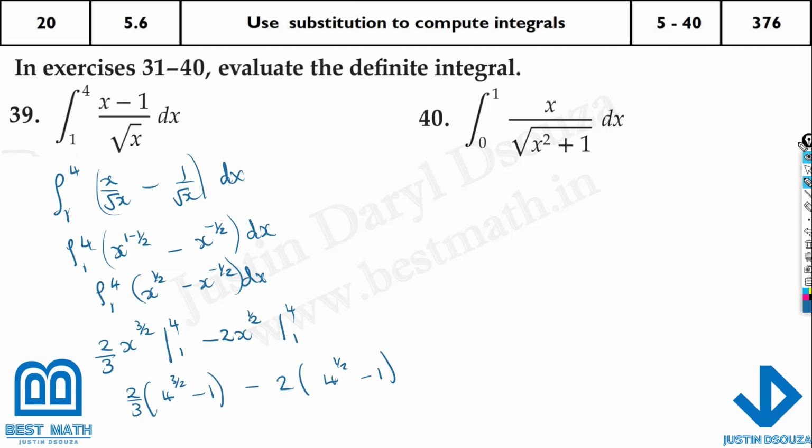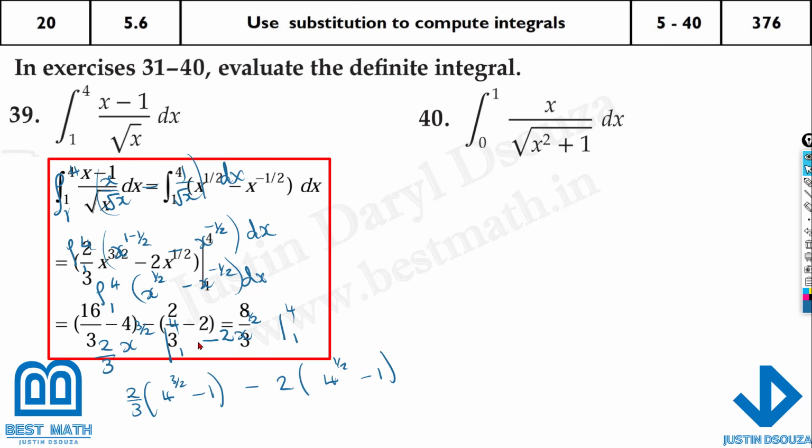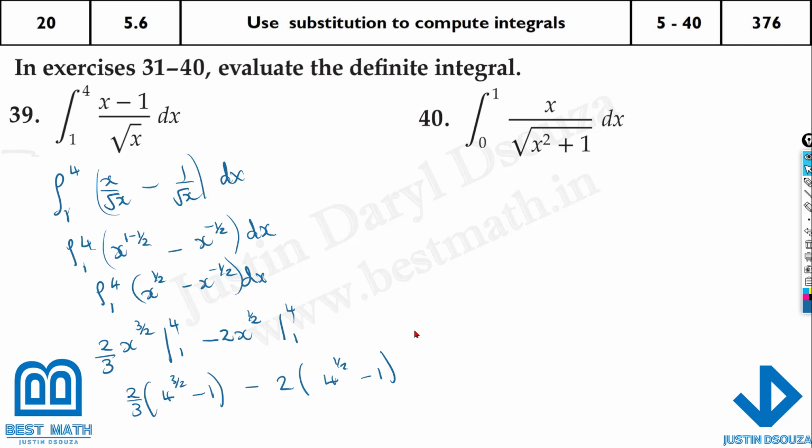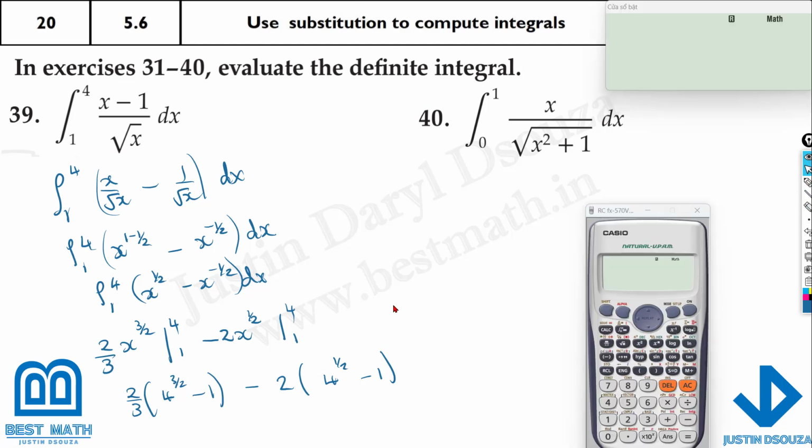You can simplify it. I'm not sure, they might have left it like this. Okay, they have simplified it to 8 by 3. Let me do that as well. Here what happens is, instead of simplifying like that, I'll just put this entirely in the calculator. It'll just save you time.